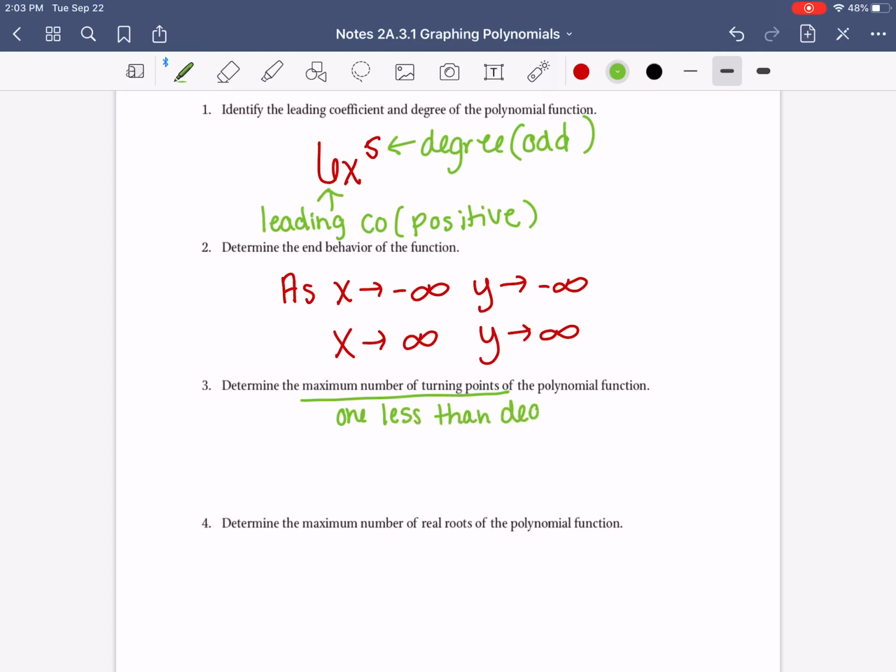So the degree was 5. So you subtract 1 and you get 4 max turning points. So if that is the maximum, could you have less? Yes.